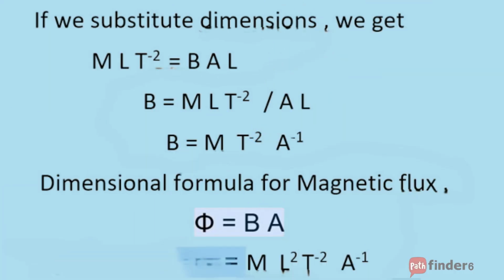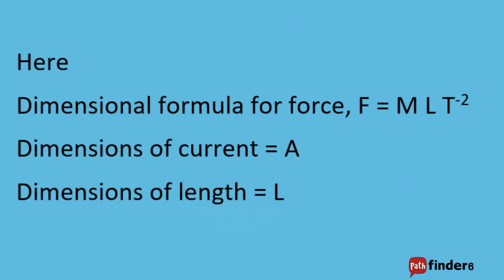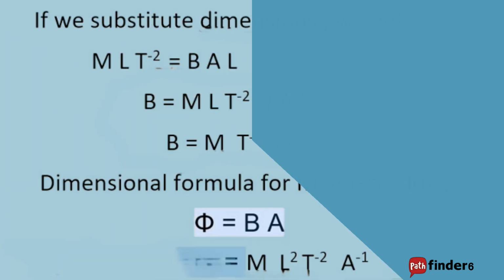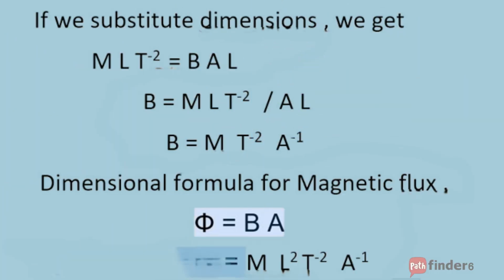Substitute the dimensions in this formula, we get. Here the dimension formula for force is MLT^-2. Dimension of current is A and dimension of length is L. MLT^-2 is equal to BAL. B is equal to MLT^-2 by AL. Here L in both numerator and denominator get cancelled. Therefore the dimensions of B is equal to MT^-2A^-1.